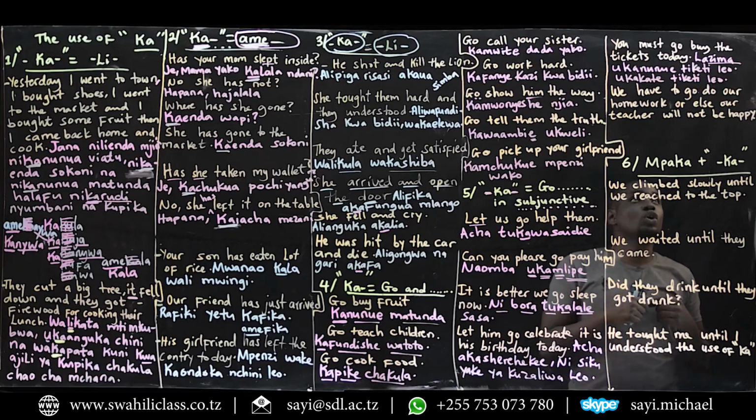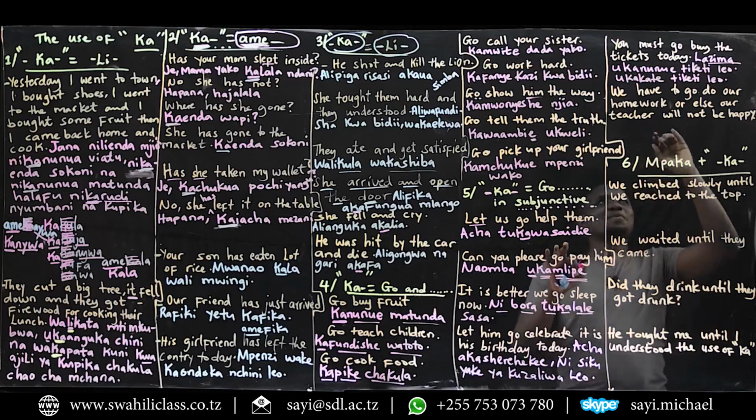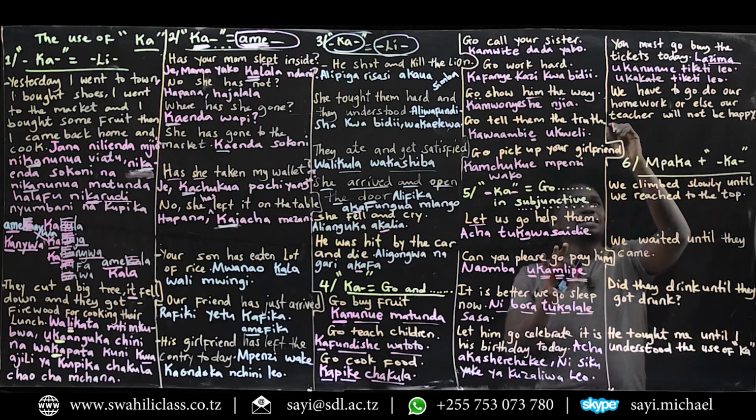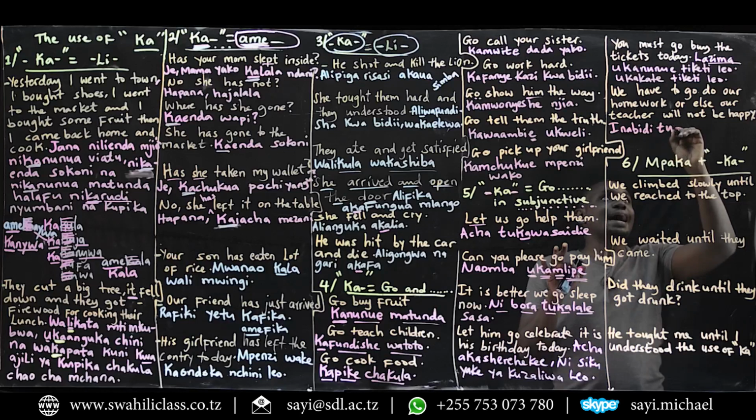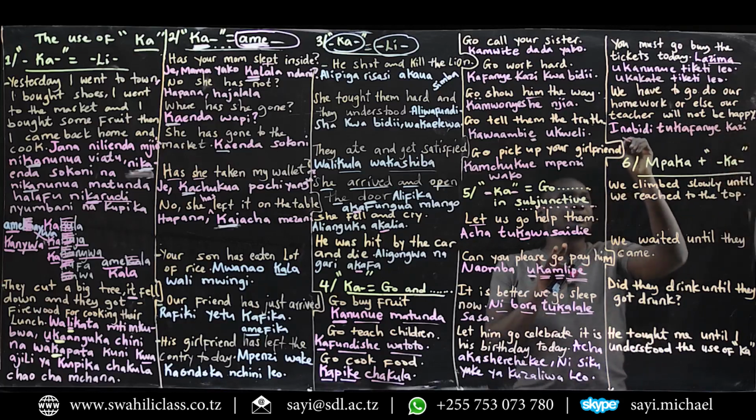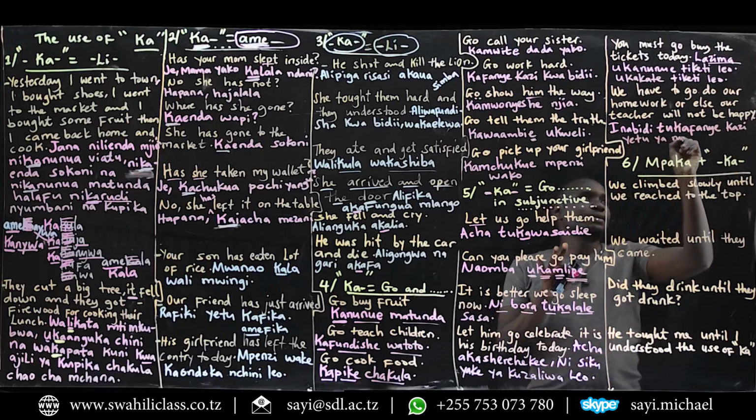We have to go do our homework, or else our teacher will not be happy. I won't be happy. Please go do your homework. Of course, yeah? So we have to go. Inabidi, we have to. Inabidi, do you remember your subjunctives functions? Go study it if you forgot. Inabidi is, inabidi to, we have to. Inabidi tukafanye kazi yetu ya nyumbani, our homework.